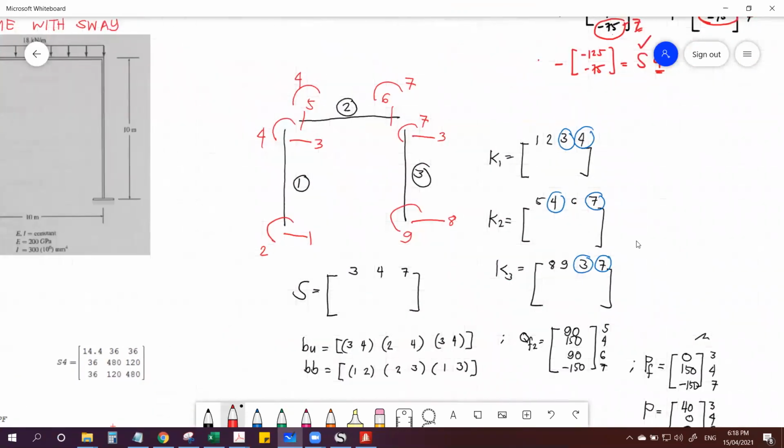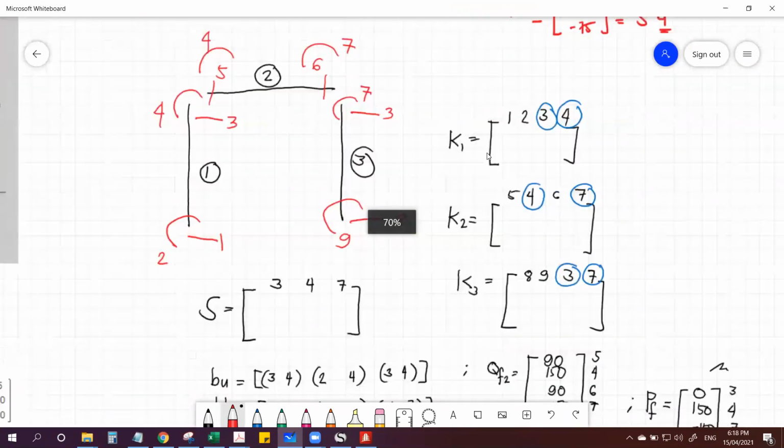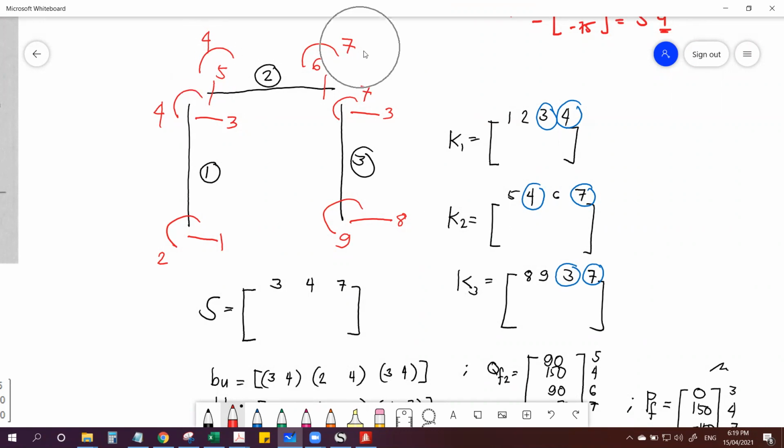So this is our K1, K2, K3, and getting all those codes for each element stiffness matrix. So K1 is 1, 2, 3, 4. K2 is 5, 4, 6, 7 here. K3 is, take note again, starting from the bottom, 8, 9, 3, 7.